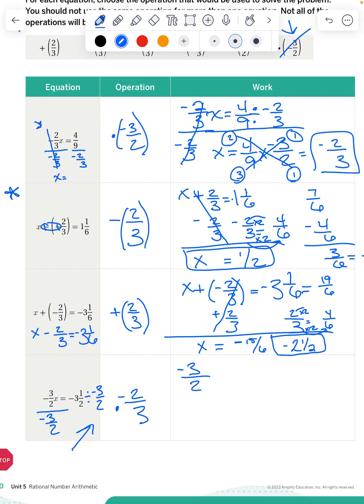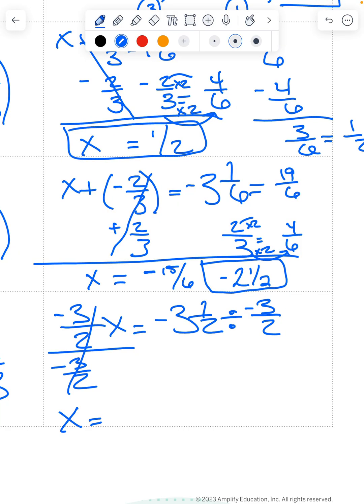Okay, I'm going to rewrite my problem. Negative 3/2 times something is negative 3 1/2. I'm dividing this side by negative 3/2. I'm dividing this side by negative 3/2. I've got a negative divided by a negative, so my answer should be positive.